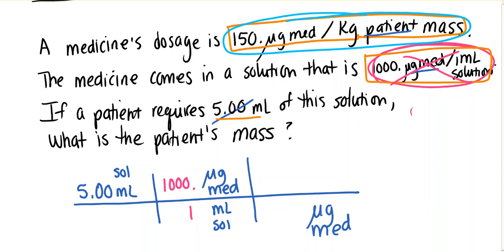I'm going to go from micrograms of medicine to kilograms of patient. And I'm going to use those numbers. The 150 goes with the micrograms of medicine. And I'm going to kilograms of patient. Remember, there's an assumed 1 there. And I get 33.3. Let me look at my sig figs. That looks right, 3 sig figs. And that is my patient.